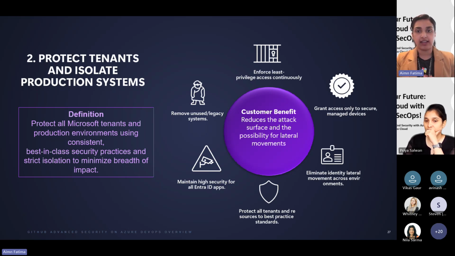Then we only grant access to secure and managed devices, which also gets a little bit annoying sometimes. I shouldn't be saying this out loud in a recorded meeting, but it does get annoying when I can't access my Microsoft resources on my phone if I don't update the iOS.